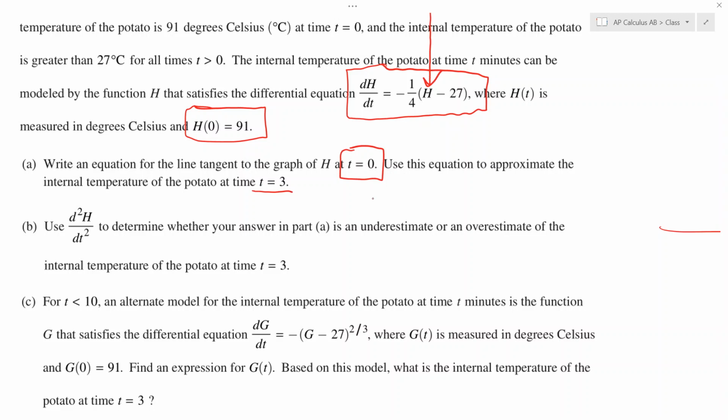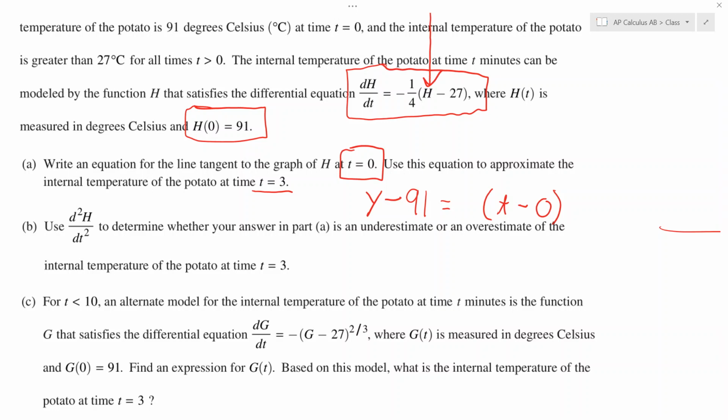It's going to be y minus, what's the y value at 0? 91, right? It's the heat. It's the temperature of that potato. Has to equal something, the slope, which we're going to pretend we don't know yet, has to equal, you can put a t or an x in here. I'll put in a t since that's our independent variable, right? Minus 0. That's what all of our tangent lines look like. Only thing we're missing is the slope. So I need to know what's the slope of H when t is 0.